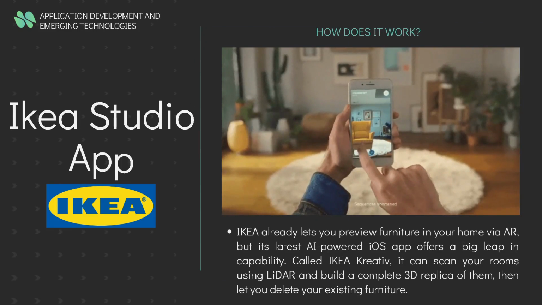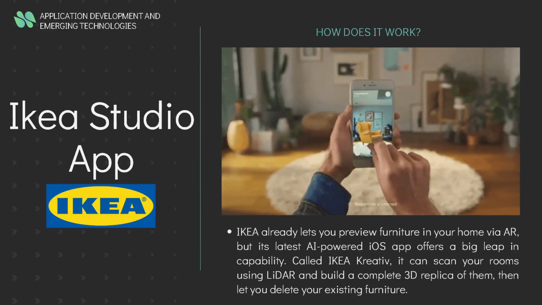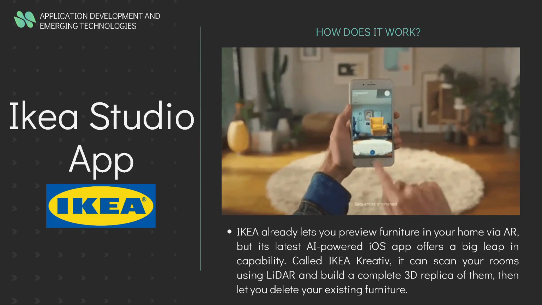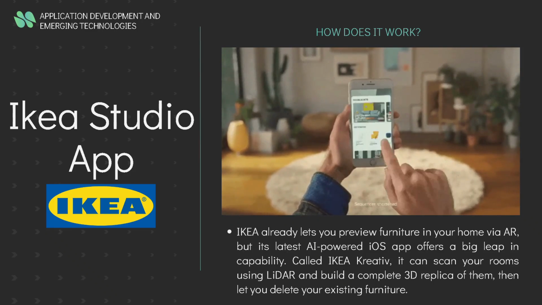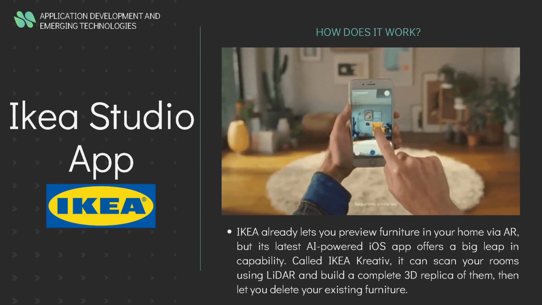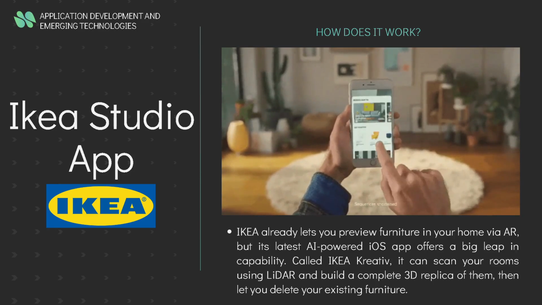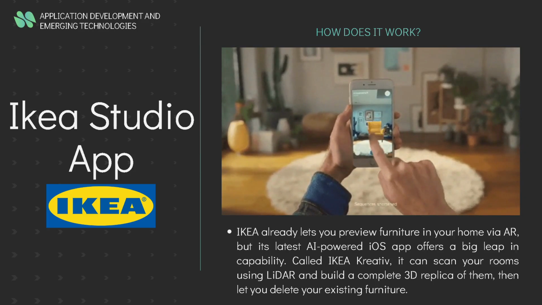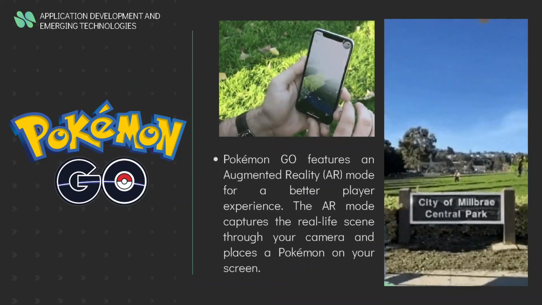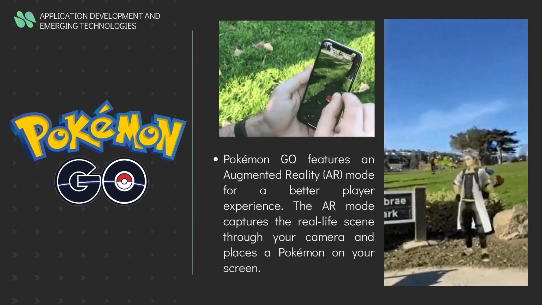The next example is the IKEA Studio app. IKEA lets you preview furniture in your home via AR, but its latest AI-powered iOS app offers a big leap in capability. It scans your rooms using LiDAR and builds a complete 3D replica of them, then lets you delete your existing furniture. Another example is Pokemon Go.